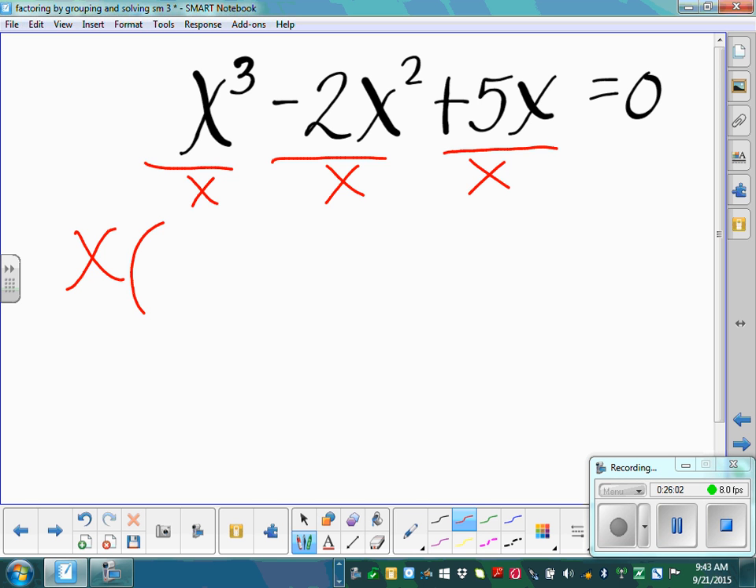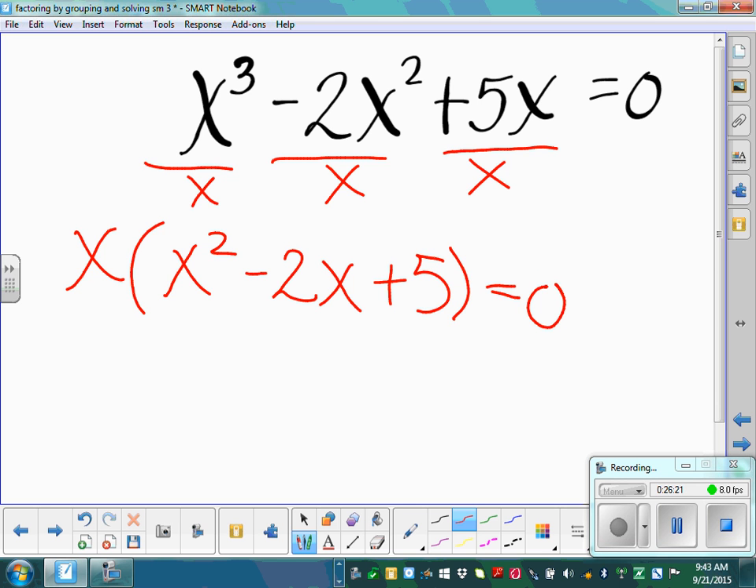What's x cubed divided by x? x squared. And then we have this piece. What does it simplify to be? Negative 2x. x squared divided by x is just x. We still have the negative 2. And then 5x divided by x is plus 5. All right, so now looking at this, we can set each of our factors equal to 0 and solve. So we have x is equal to 0, and we have this is equal to 0.